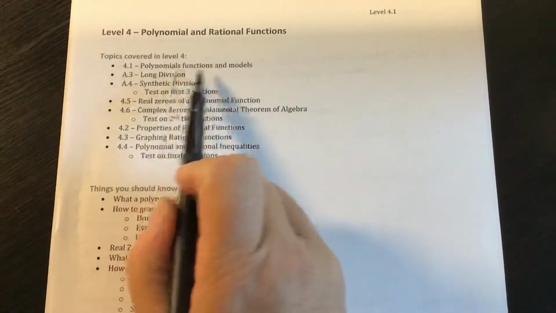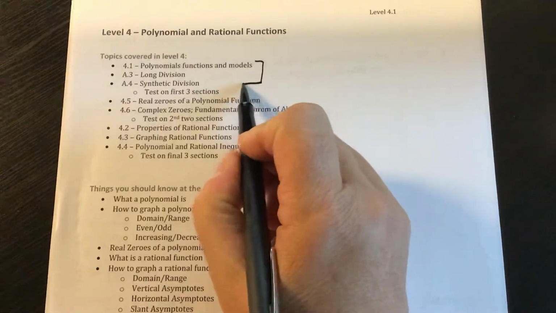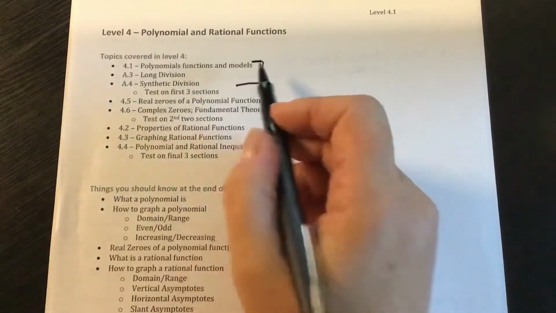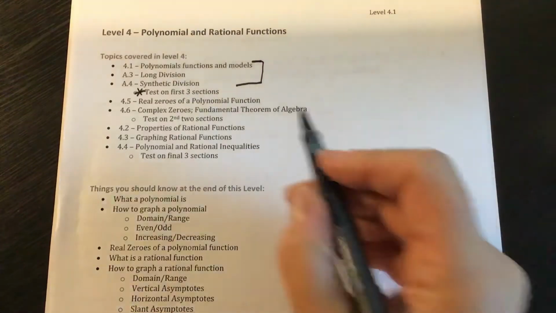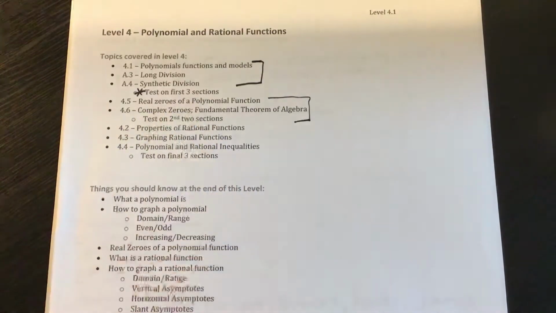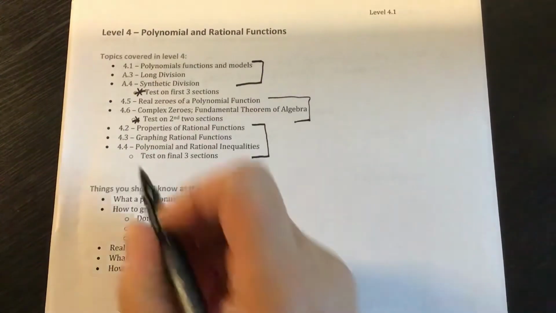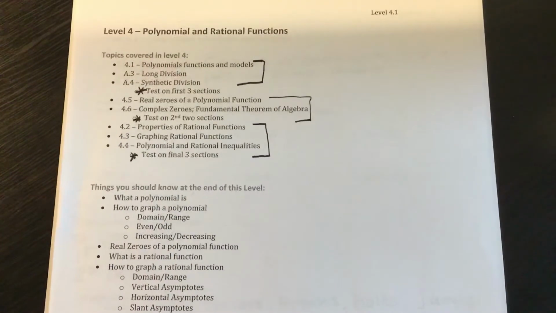So we're going to start off with polynomial functions and equations and do some long division and synthetic division. So all of these parts right here will be kind of like a little mini unit, and then we're going to have a test on these first 3 sections. And then we're going to look at another part of this, and this is real zeros of polynomial functions and complex zeros. And then we're going to have another test on just these 2 sections. And then at the end of this unit, we look at just rational functions, and then we will have another test. So we're just going to break this up and do it a piece at a time.